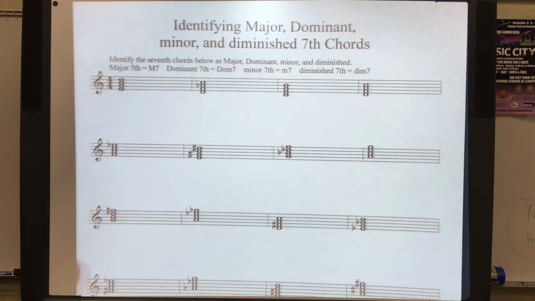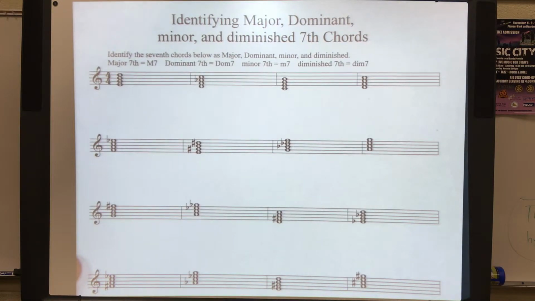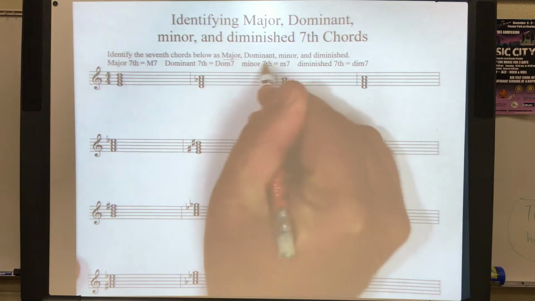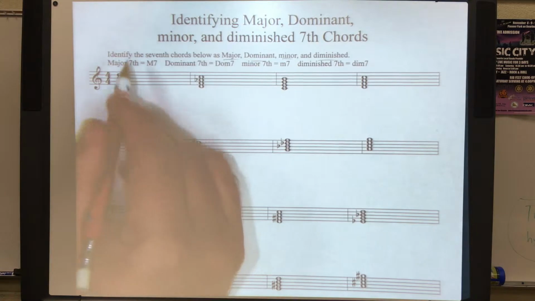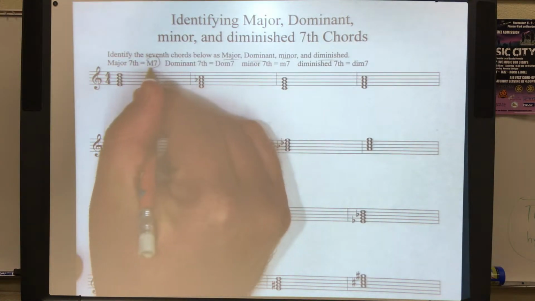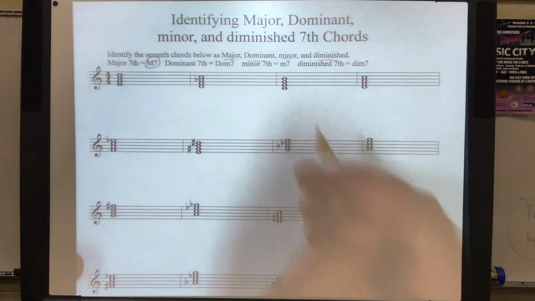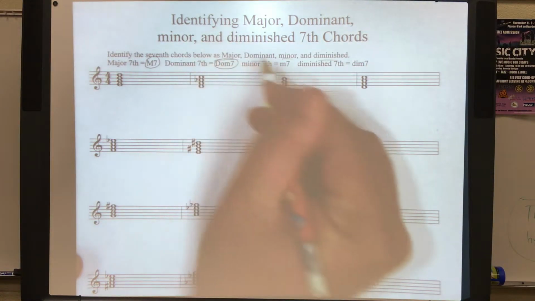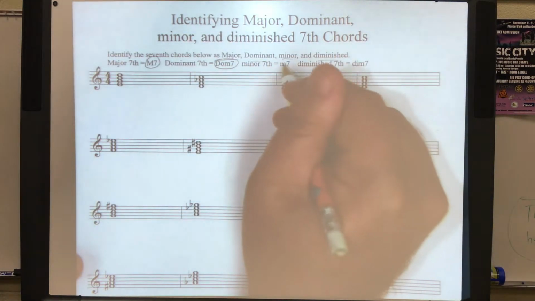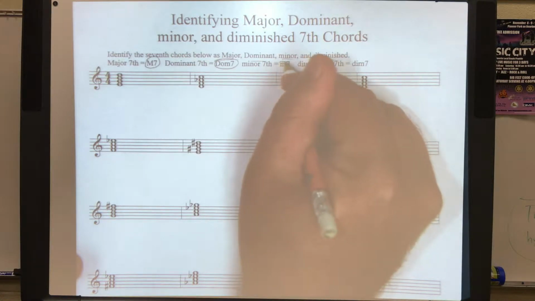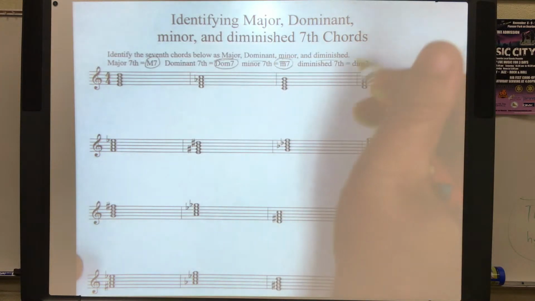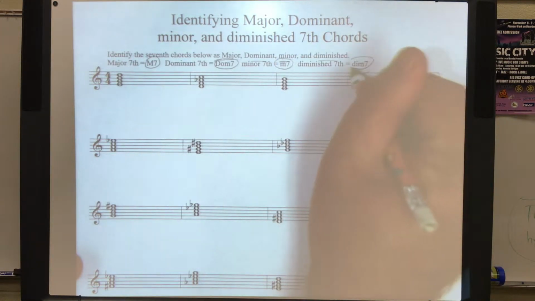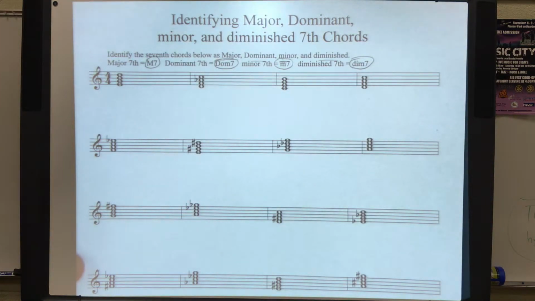The directions are to identify the seventh chords below as major, dominant, minor, and diminished. A major seventh is going to be notated with an M7. Dominant 7 is going to be notated with a DOM7. Minor 7 is going to be notated like this, and the only thing I would add is make sure you put that line over the small m so we can tell the difference. Then diminished 7th is going to be DIM7.